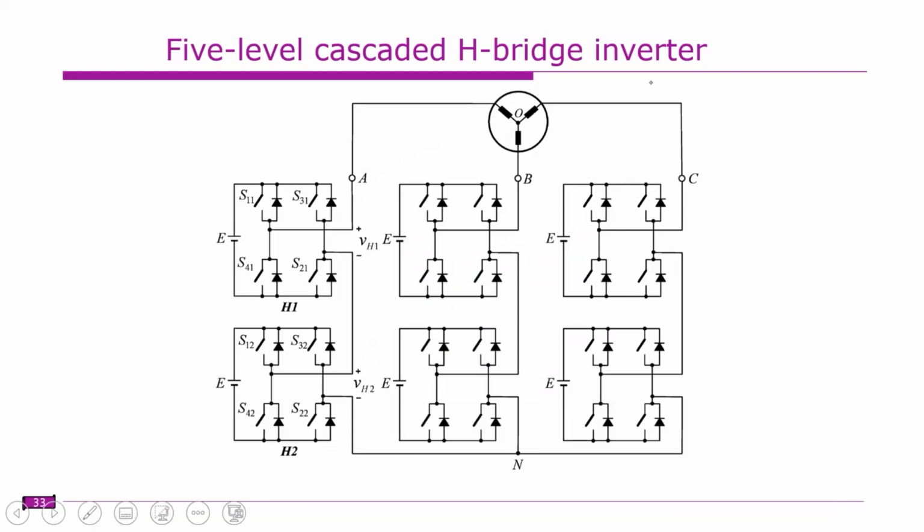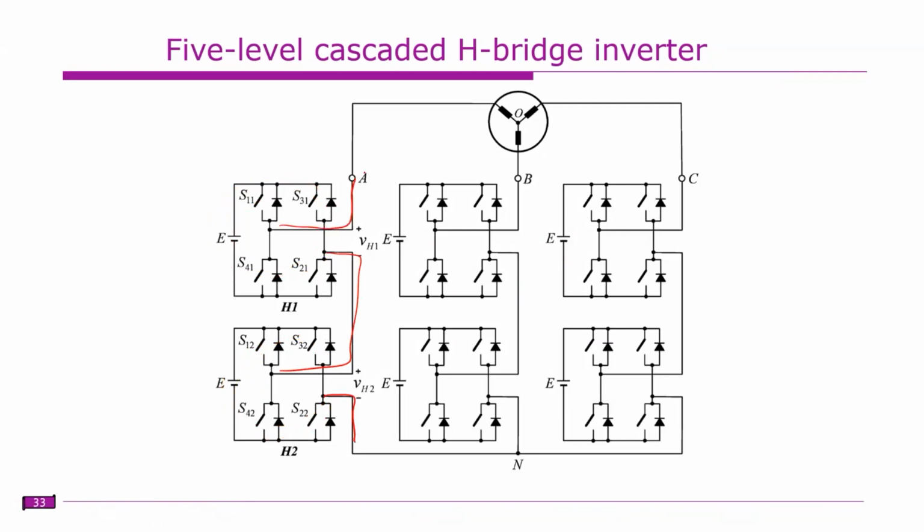So this is the circuit diagram of a cascaded H bridge inverter. Here H bridges are connected in cascade, meaning the output of one H bridge is added to the output of the other H bridge. So this is one H bridge and this is another H bridge. You can see the connection here, where these outputs are connected.